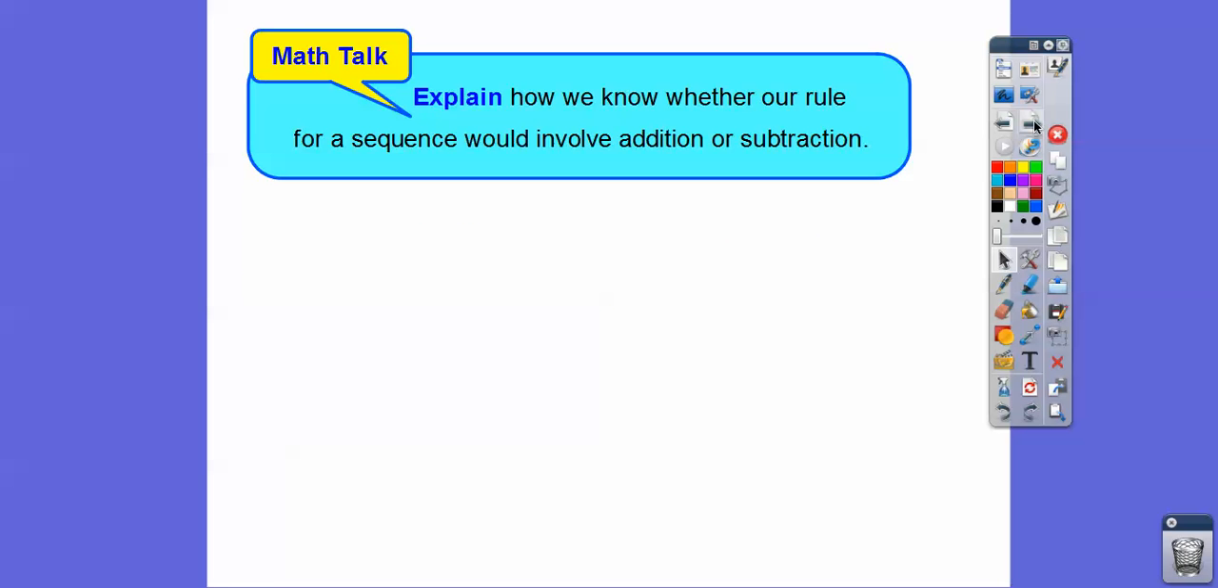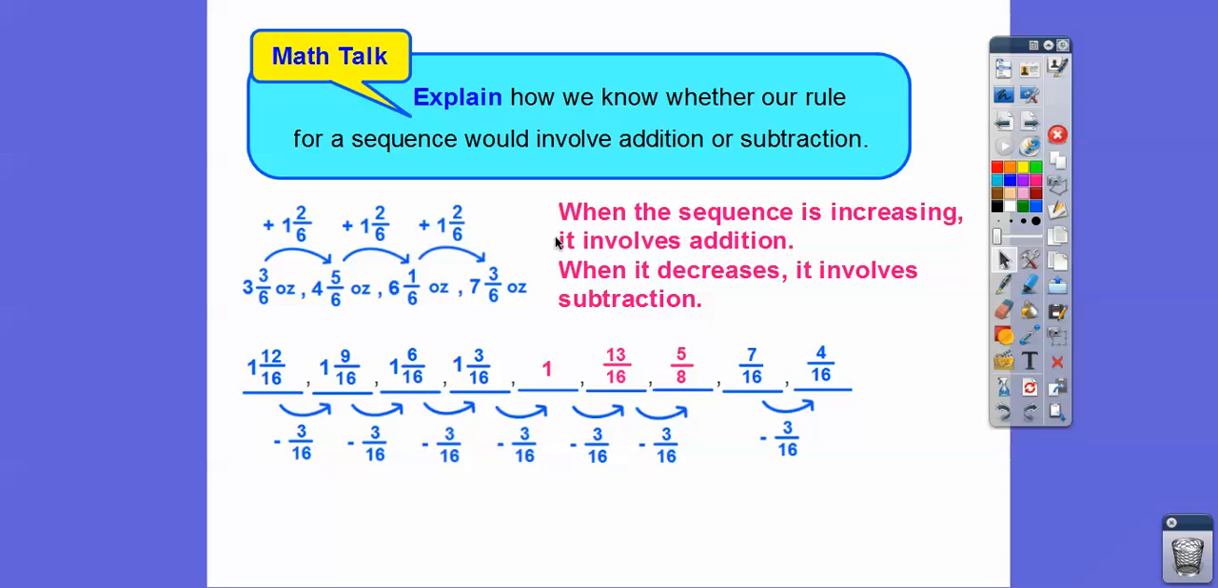So explain how we know whether our rule for a sequence would involve addition or subtraction, okay? Well, in the first one, we added 1 2/16. It increased, it increased, it increased. The numbers kept getting bigger. So when the sequence is increasing, it involves addition, and when it's decreasing, then we're involving subtraction, like we did on the second one right there.